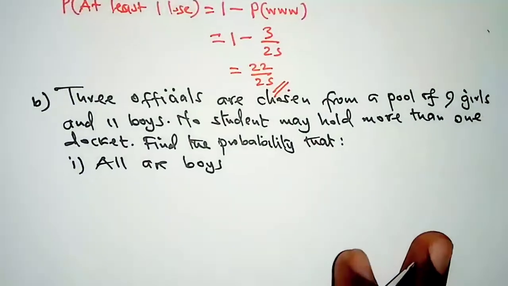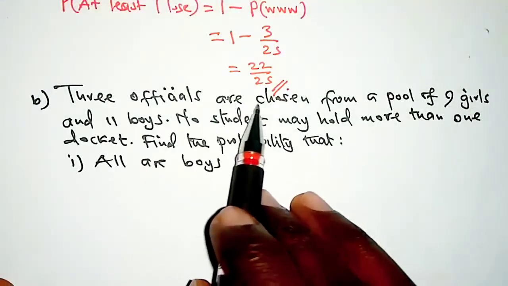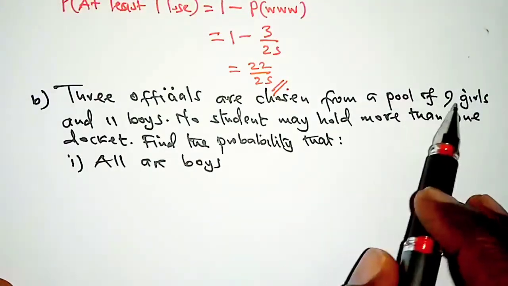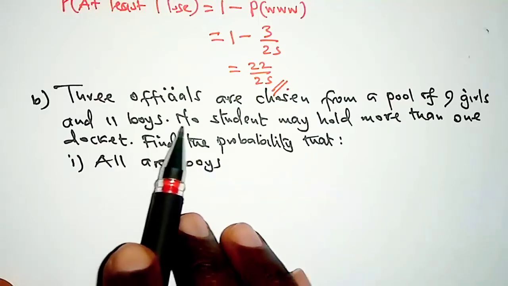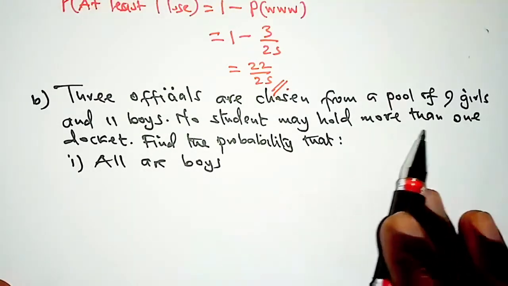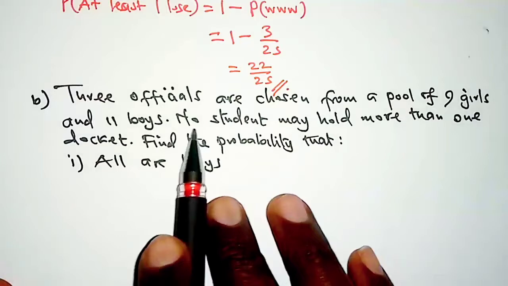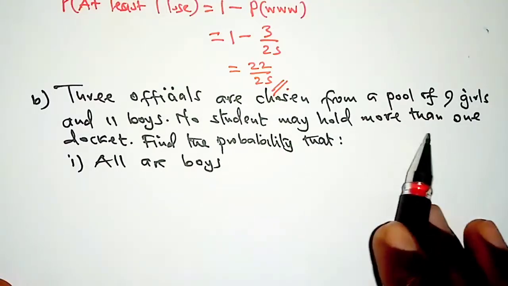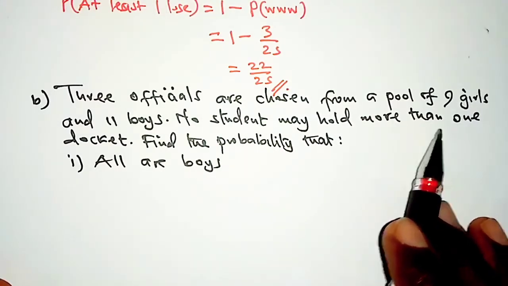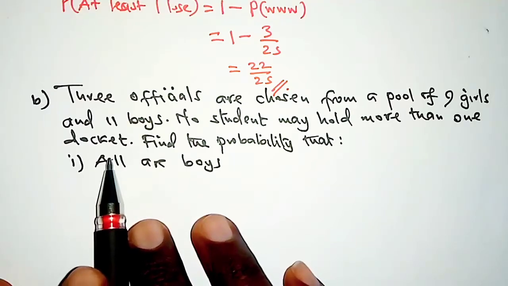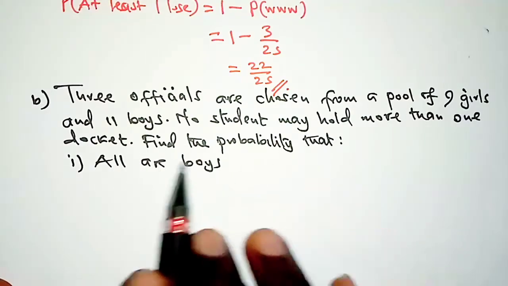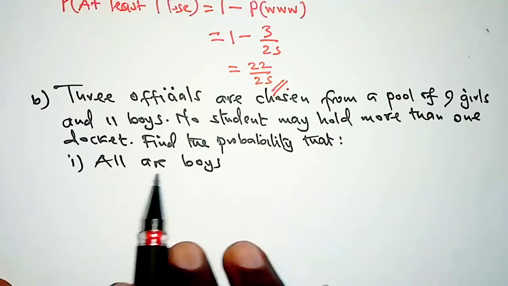Lastly, for part B, 3 officials are chosen from a pool of 9 girls and 11 boys. No student may hold more than 1 docket. That simply means when a student is chosen, it is without replacement. So we have to find the probability that all are boys.